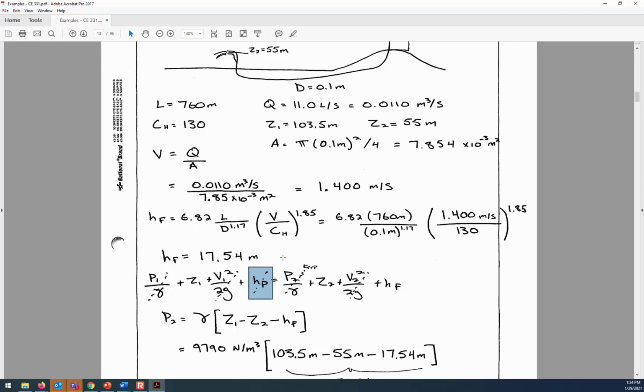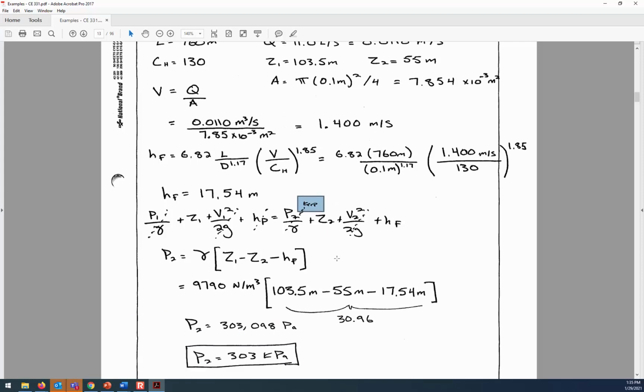I accidentally canceled out the P2. I later amended that to say, no, we're not canceling it out, we're keeping it. Z2 and, oh, I canceled out the V2. That's embarrassing. I shouldn't have done that. I should have left the V2. So for those of you who did leave the V2, how close to this pressure of 303 kilopascals did you get? Was it similar if you'd left the velocity head in there?